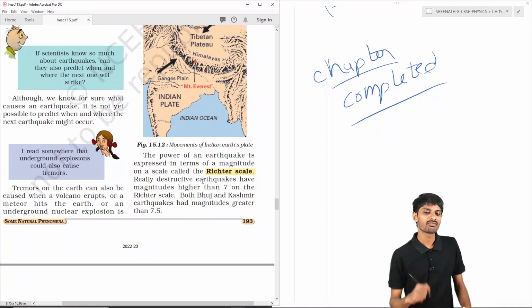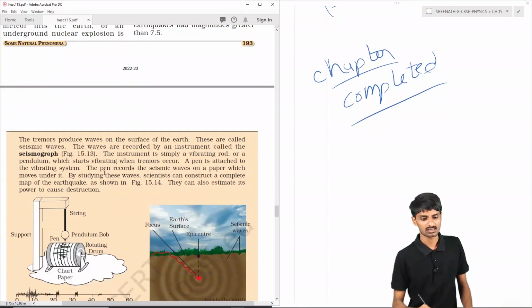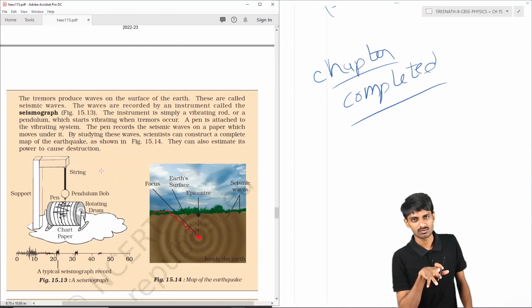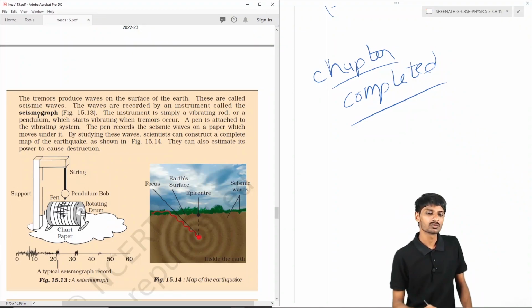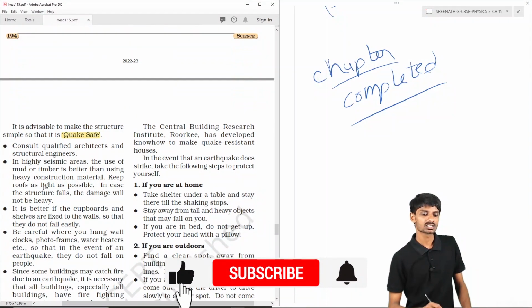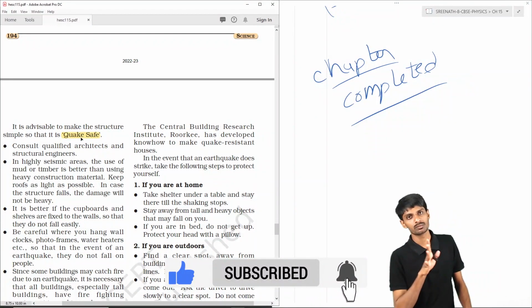We find the power of an earthquake using the Richter scale and its magnitude. If it is above 7, it is very dangerous. These tremors also produce waves called seismic waves, which are recorded by a seismograph. And what we have to do in the case of earthquakes is, first of all, to be prepared.